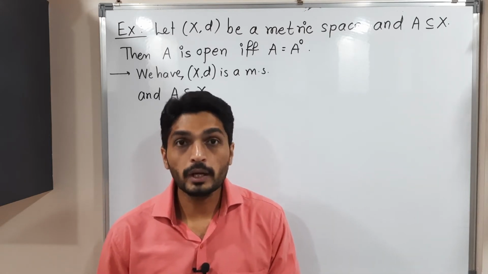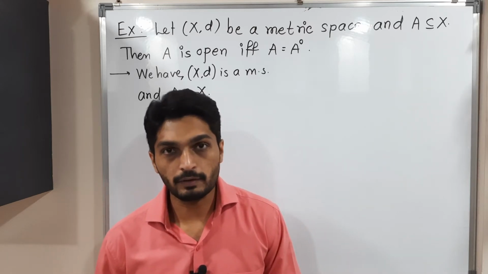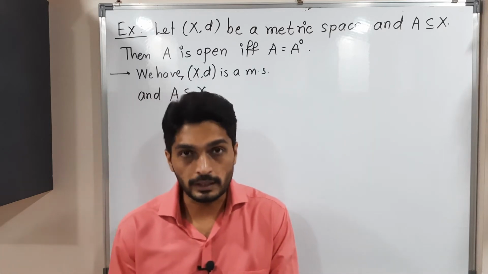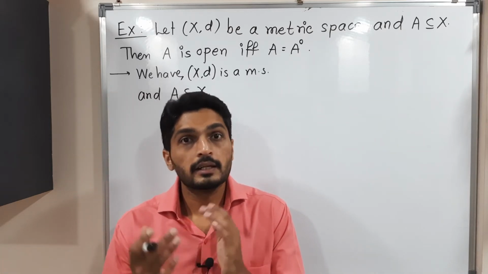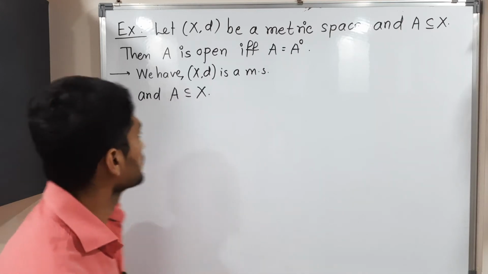What we have to prove is: A is open if and only if A is equal to A interior. This thing we have to prove. I have written the basic things. So we will start by assuming that A is an open set and we will prove that A is equal to A interior.